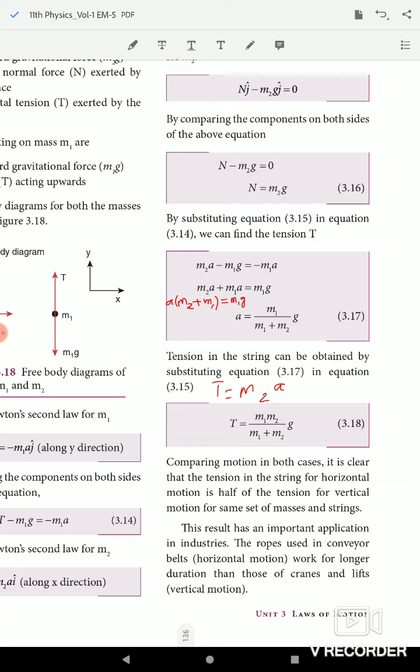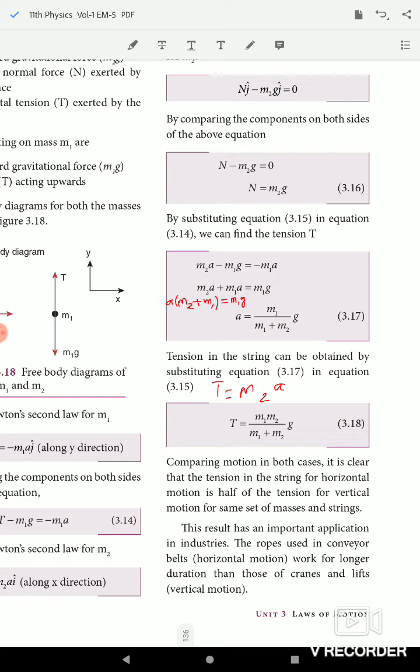So comparing motion in both cases, that means vertical and horizontal. In vertical case, tension T is equal to 2 m1 m2 divided by (m1 plus m2) into g. In horizontal, the string tension for horizontal motion is half of the tension for vertical motion for the same set of masses and strings. This result has important applications in industries. That is, the ropes used in conveyor belts, that is horizontal motion.